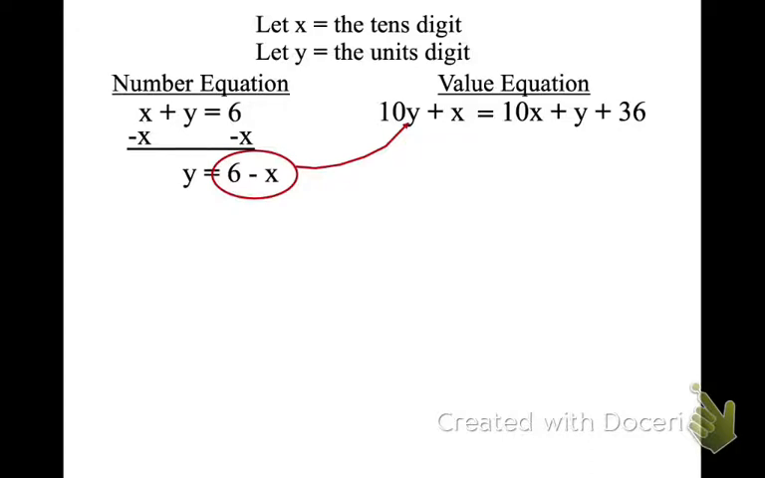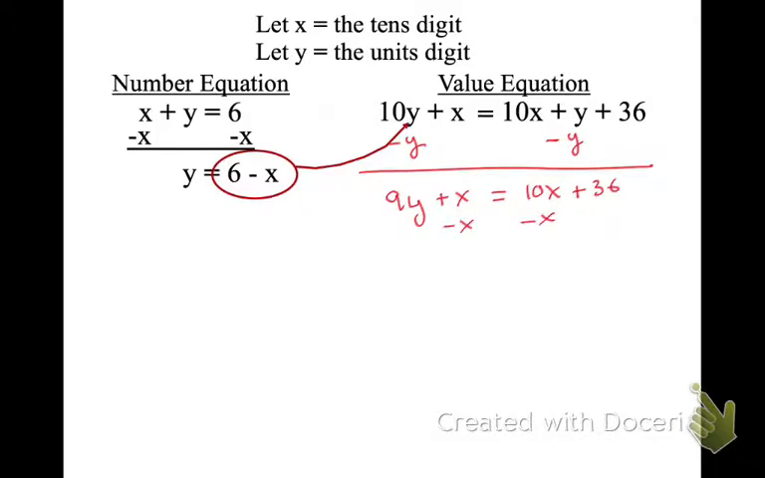So move the x's to one side, move the y's, combine the like terms. So I'm going to subtract y from both sides. And then I get 9y. No matter what you do, I don't want any mental math. And then I can plus x equals 10x plus 36. I can subtract x. 9y equals 9x plus 36. And now for the y, I'm doing 9 times 6 minus x.